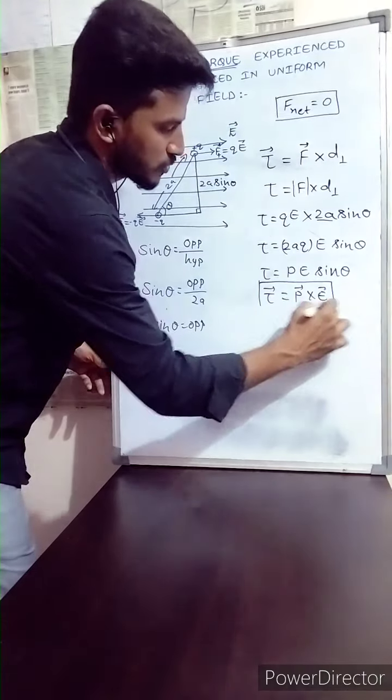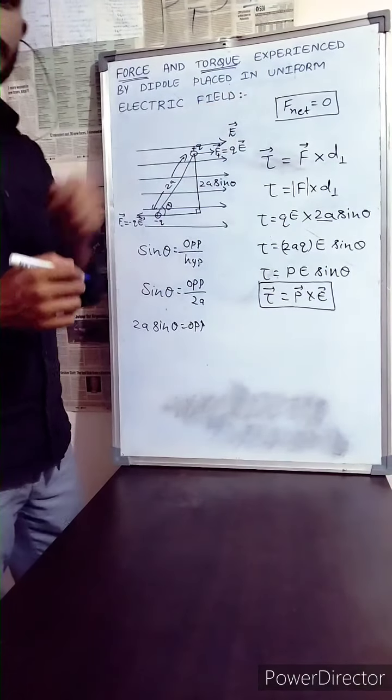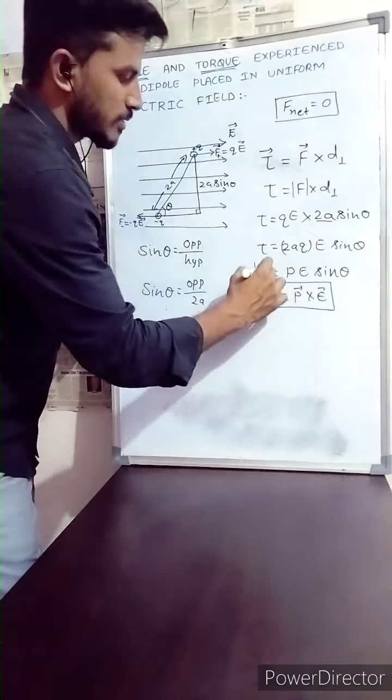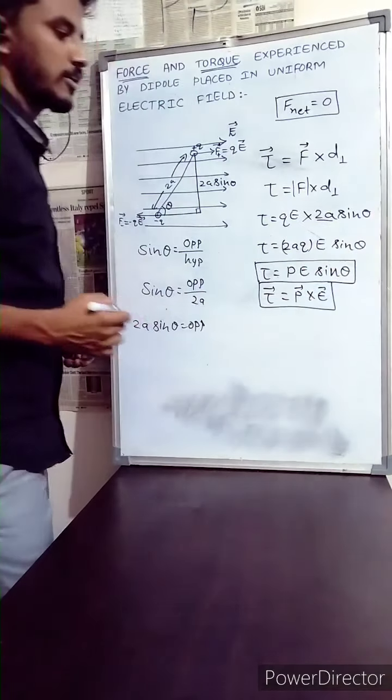So the net force experienced by a dipole is 0. The torque experienced by a dipole is PE sin theta, or P cross E.